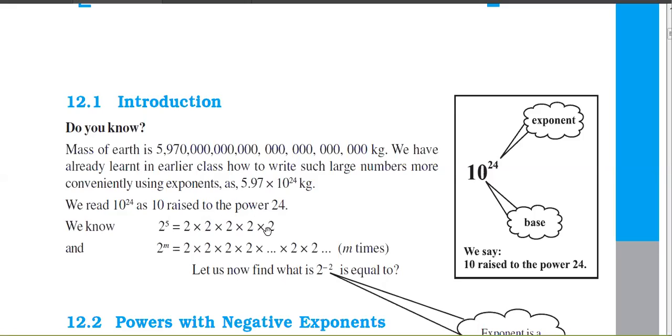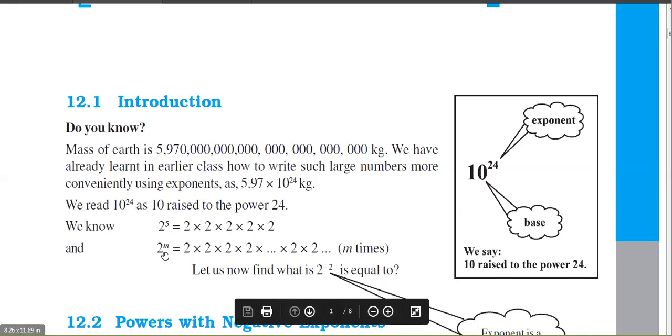But repeated addition is multiplication. Suppose it was not a multiplication symbol, it was an addition symbol: 2 plus 2 plus 2 plus 2 plus 2. It's nothing but 2 into 5, correct? So repeated addition is multiplication, and repeated multiplication is this exponential form, 2 raised to the power 5. That means 2 is multiplied 5 times.